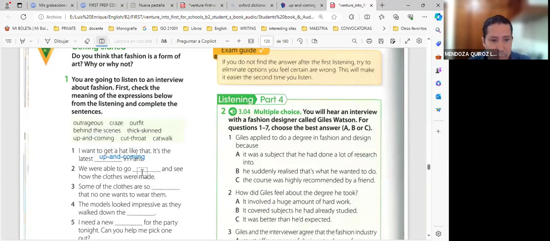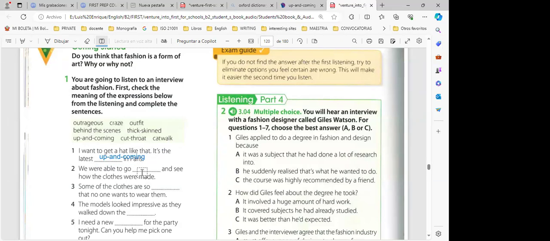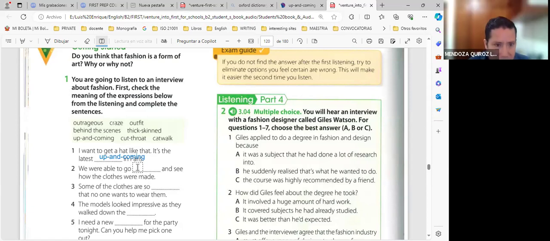Andrea, number 2. We were able to go behind the scenes and see how the clothes were made. Behind the scenes. Oh, sorry. Here we are, behind the scenes. Nice. Continue, please. Behind the scenes. Number 3, Mario.